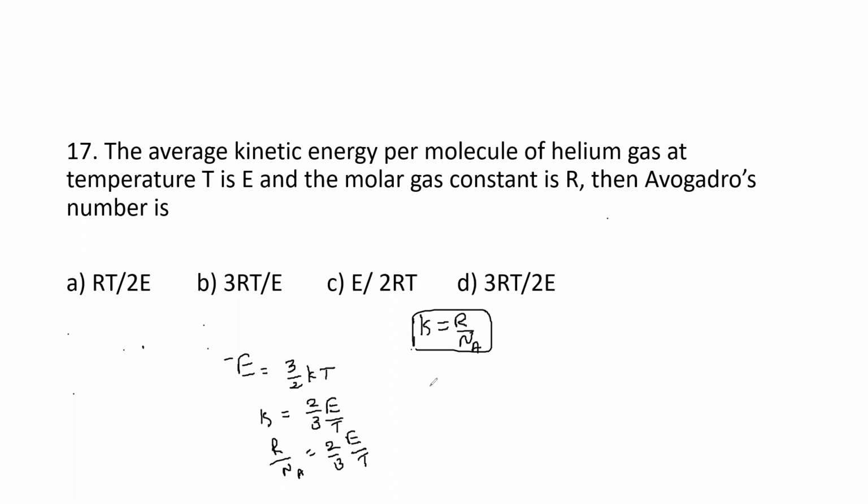We want Avogadro's number, therefore NA is equal to R divided by 2 by 3 into E by T. Right? So if I simplify this, it becomes 3RT divided by 2 into E. 3RT divided by 2E. That is option D is the correct option here.